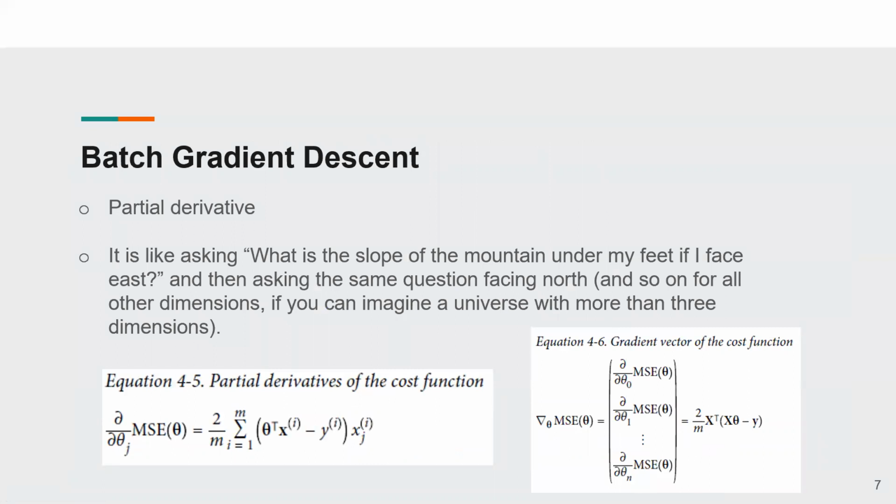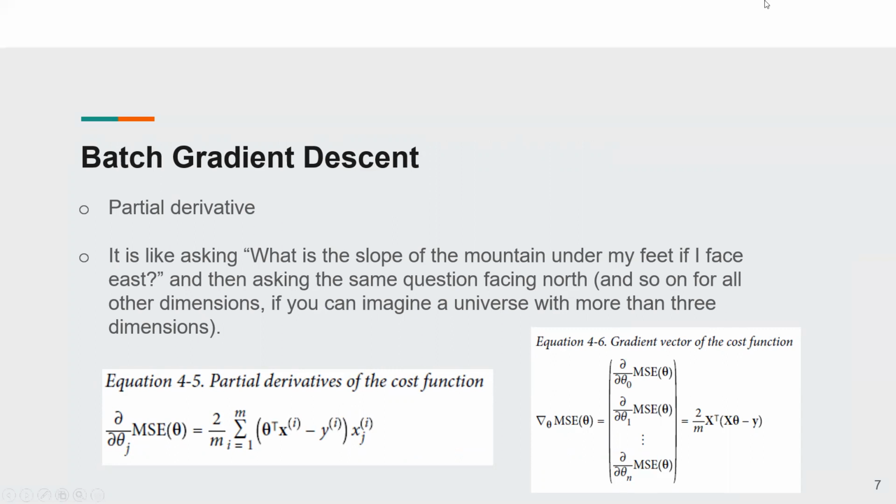Let's look at batch gradient descent. We want to calculate the partial derivative. It's like asking this question: what is the slope of the mountain under my feet if I face east? And then asking the same question facing north, and so on for other dimensions. If you can imagine a universe with more than 3 dimensions, then you will be able to figure out the partial derivative of all the dimensions.